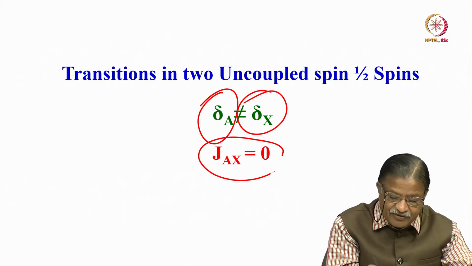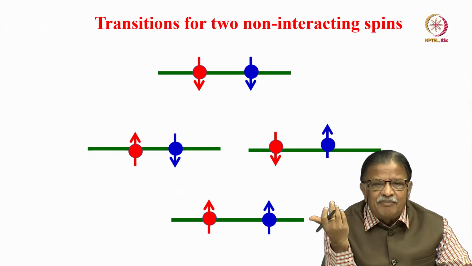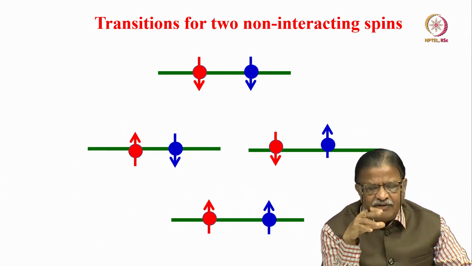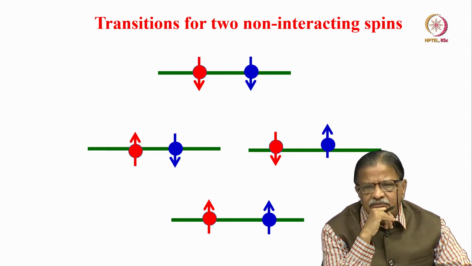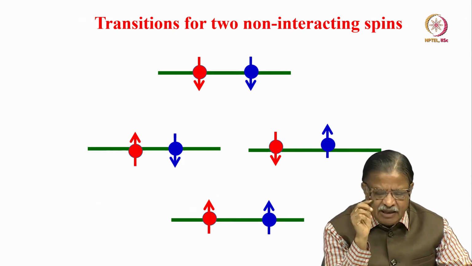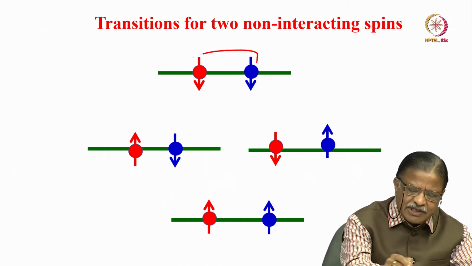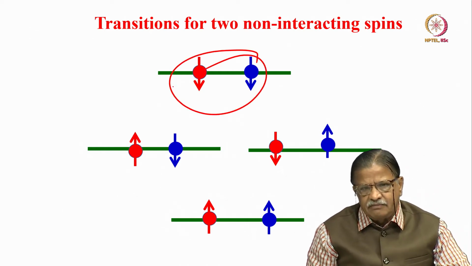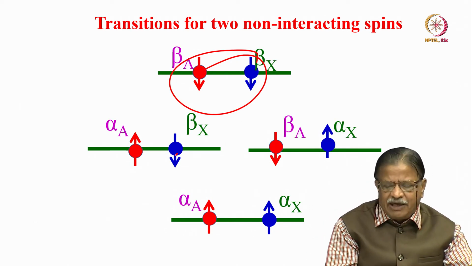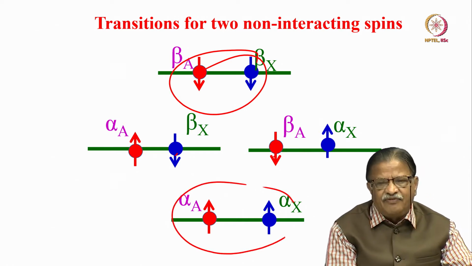And if the coupling is 0, what type of spectrum do we expect? Very simple. Let us consider the energy level diagram. When there are two spins present, either interacting or non-interacting, it does not matter. There are possible orientations of the magnetic energy states. Both spins can be down, beta beta, or one up one down, alpha beta, or beta alpha, or both up, which is alpha alpha.